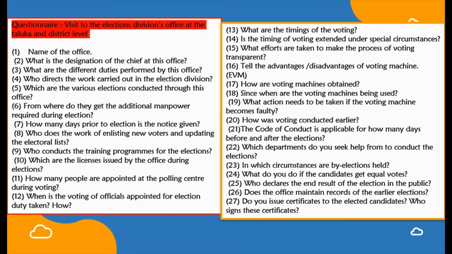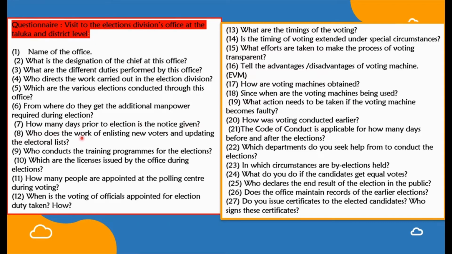The first one is the name of the office. Then, what is the designation of the chief at this office? What are the different duties performed by this office? Who directs the work carried out in the election division? Which are the various elections conducted through this office? From where do they get the additional manpower required during election? How many days prior to election is the notice given?